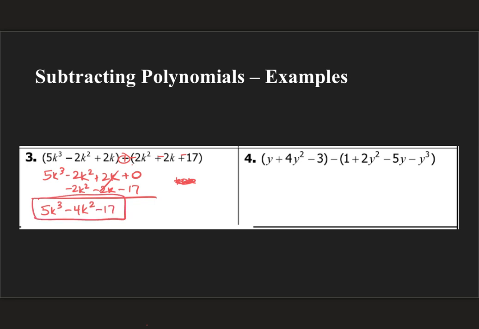All right, so I'm going to do the same thing here. Now you see in this side we have a y cubed, and there's no y cubed here. So I'm going to start with 0 y cubed, just so I hold the place.